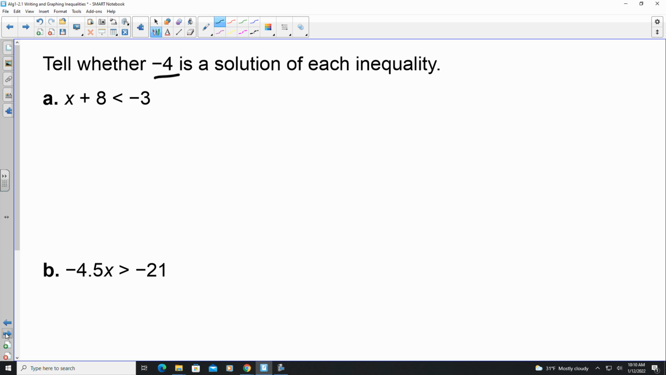So looking at the first example, substituting -4 in, I get -4 plus 8 is less than -3. Taking negative 4 plus 8, I get 4. Is 4 less than negative 3? The answer is no. So this one would not be a solution.